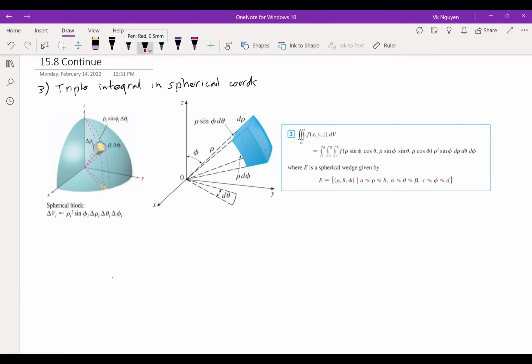The easiest one is the change in the radius of the sphere. So that's the d rho right here. Change in radius, everybody see. D rho. Okay, this change in the arc length here is rho d phi.